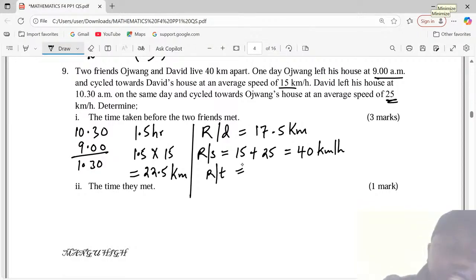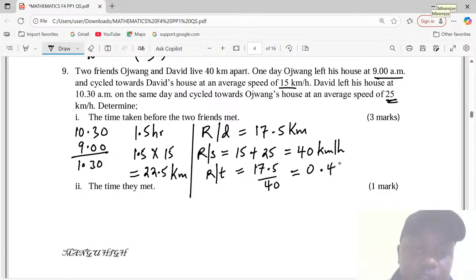So with this, we can get the relative time. The time they will take to cover the relative distance between them is the relative distance over the speed. So what time are we getting here? This is 0.4375 hours. And this can be converted to minutes by multiplying by 60.